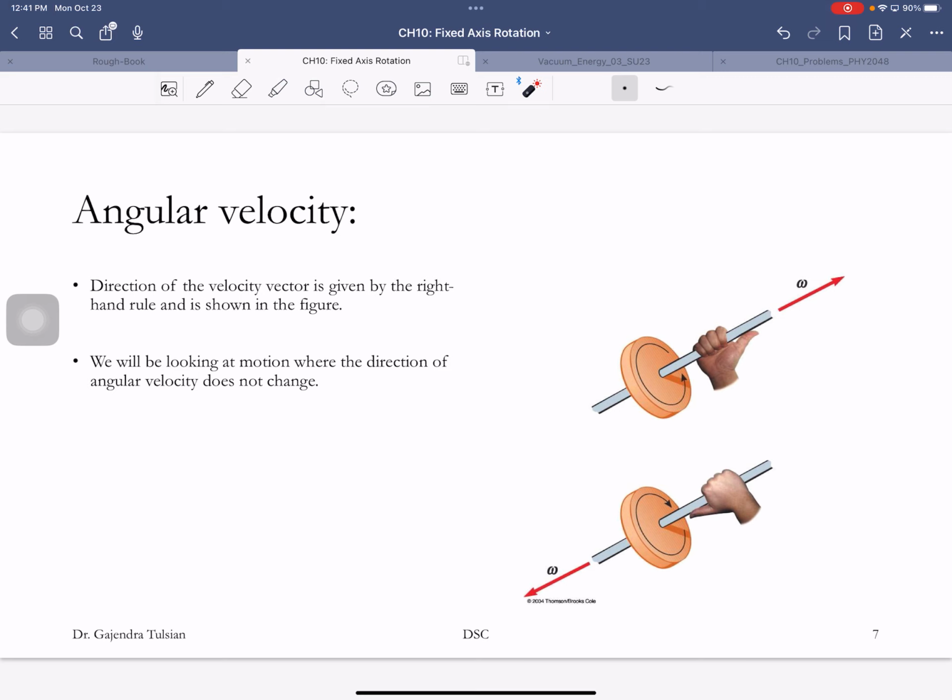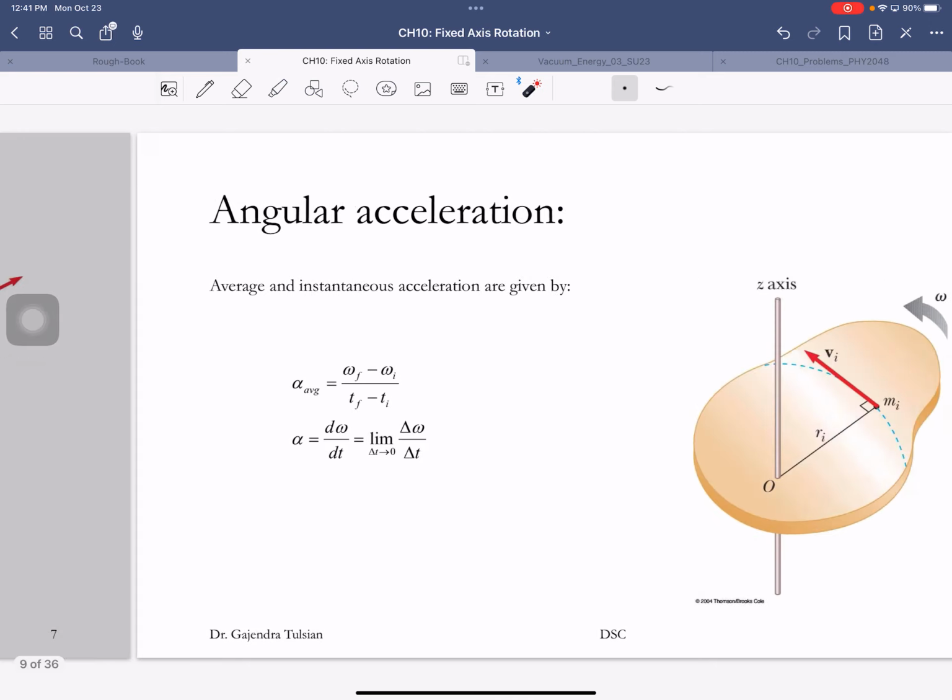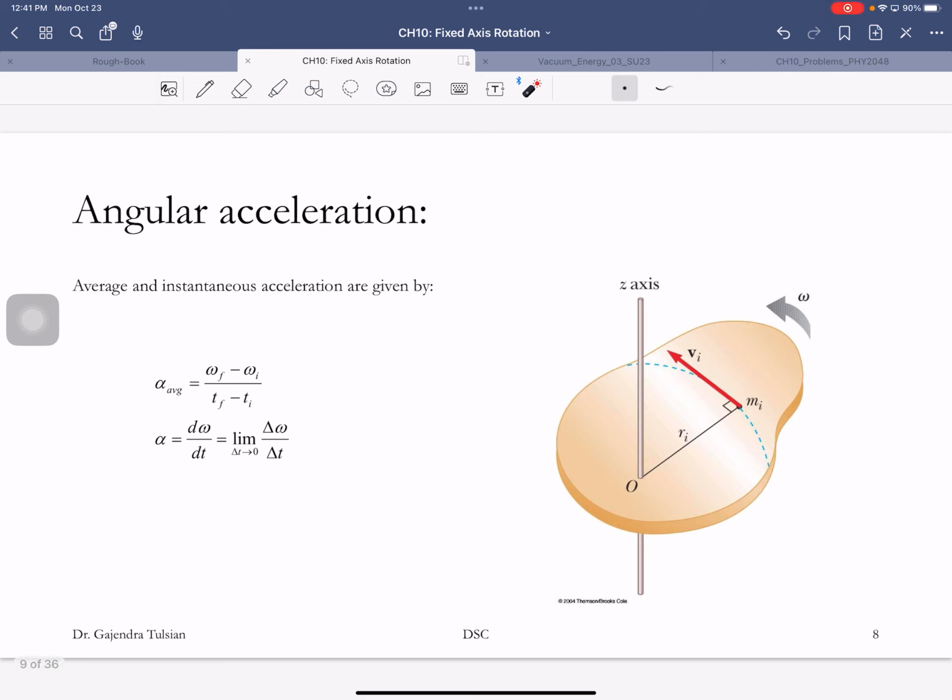And the direction of your velocity is given by your right-hand rule, okay? Your fingers point in the direction of the spin, and your thumb points in the direction of the velocity, okay? So your velocity points along the axis. It can either point this way or that way. And you take this to be positive and that to be negative, okay? All right, so that's how you figure out the velocity, okay?